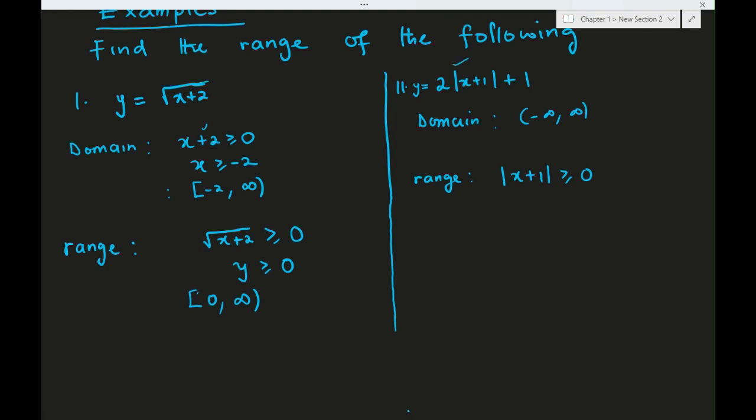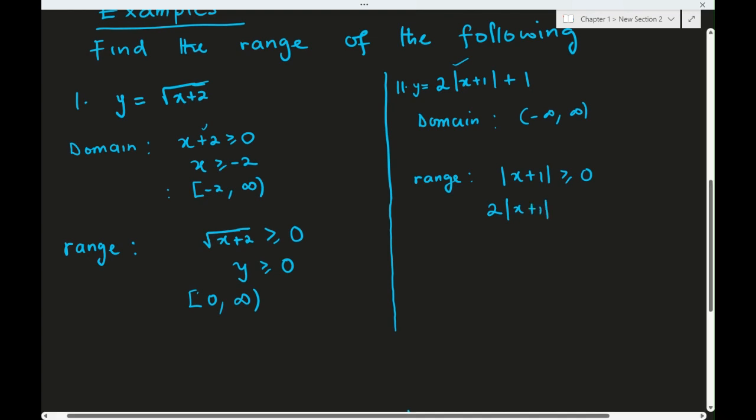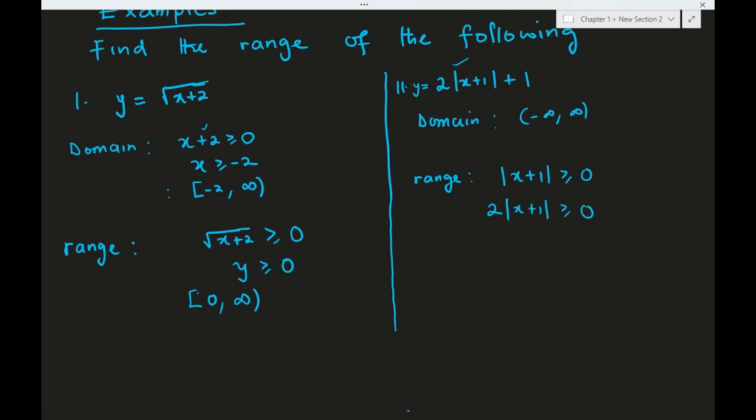If you look at this y here, we have multiplication by 2. 2 is multiplying the absolute value, so we can do the same here. Just multiply this inequality by 2. So this will be 0. And you can see that here there is an addition of 1, so we can add 1 to both sides.